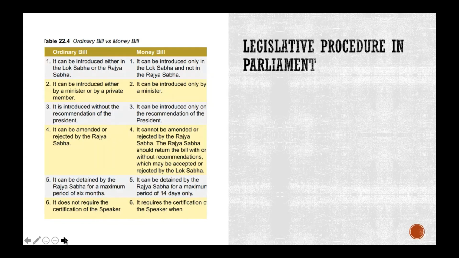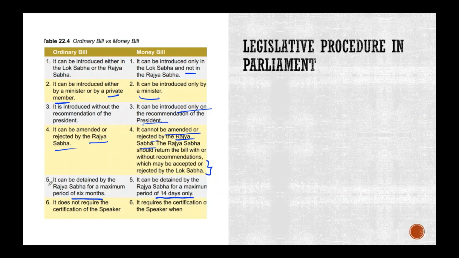Okay, so ordinary bill and money bill. An ordinary bill can be introduced by either house, the Lok Sabha or Rajya Sabha. A money bill can be introduced only in Lok Sabha and not in Rajya Sabha. And this is only by a minister. This is anybody, including a private member. No need for the recommendation of the president for an ordinary bill, and for a money bill only on the recommendation of the president. An ordinary bill can be amended by the Rajya Sabha. A money bill cannot be amended. This is about Rajya Sabha. It cannot be amended, it cannot be rejected, and you are supposed to give your recommendations, which may or may not be accepted. But for this, you have a total period of 14 days only. Whereas in this one, you have a total period of 6 months.